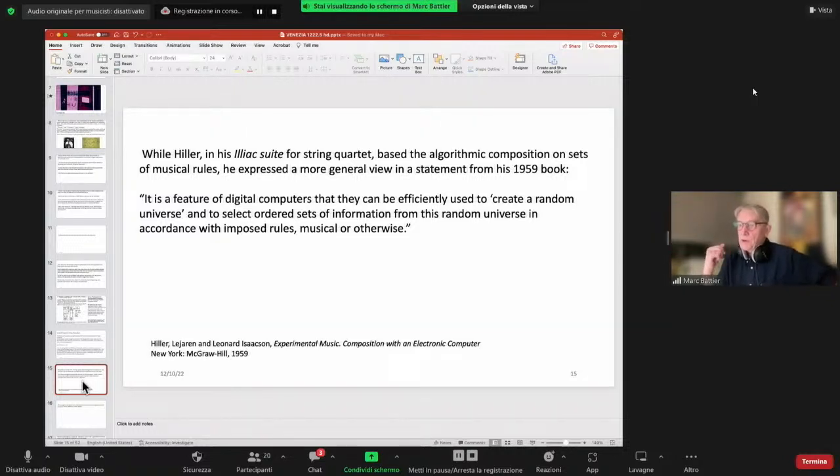So, Hiller: it is a feature of digital computers that they can be efficiently used to create a random universe and to select ordered sets of information from this random universe in accordance with imposed rules, musical or otherwise.